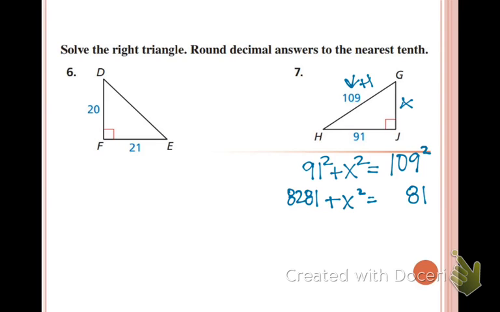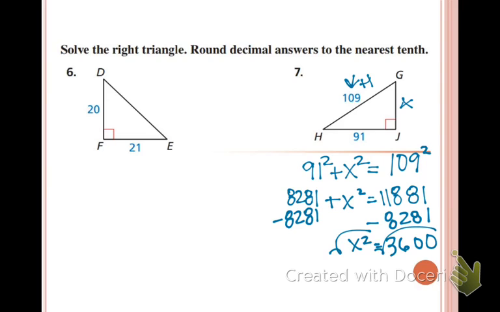11,000. Subtract 8,281. X squared equals 3,600. How do I get rid of a square? Square root. So x equals 60.